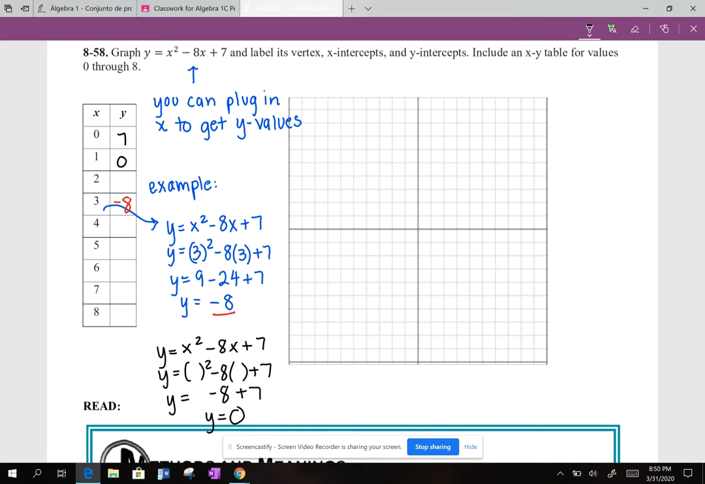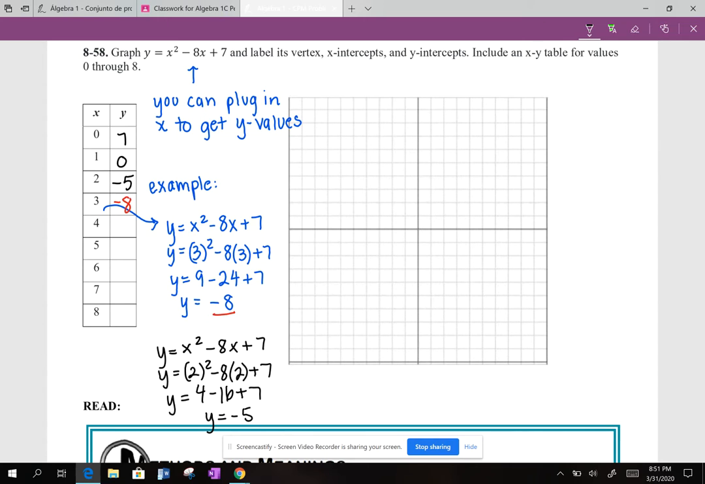Let's plug in a 2 now. And then once I have the first half of the table, I'll start plotting some points. Okay, 2 squared is 4. 8 times 2 is 16. 4 minus 16 is -12, and -12 plus 7 is -5.